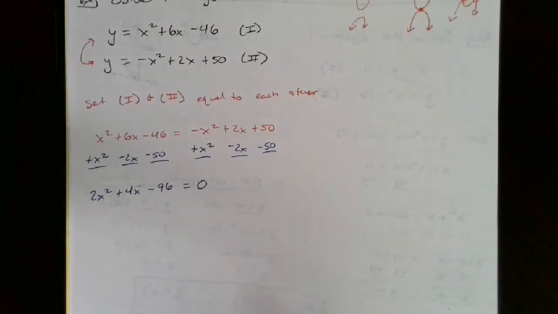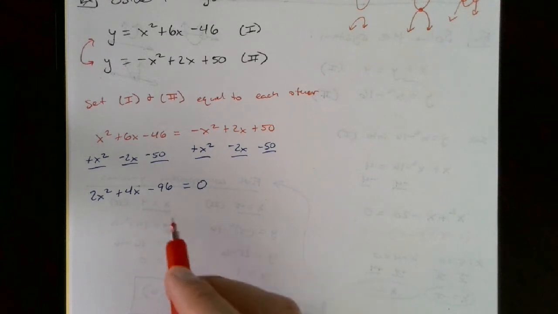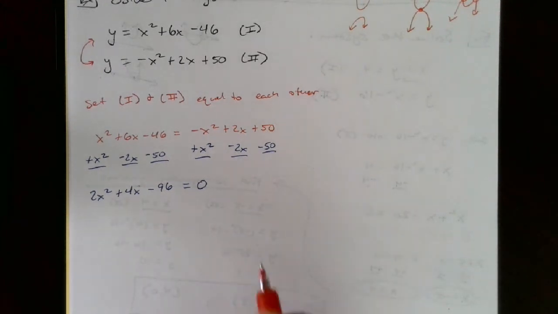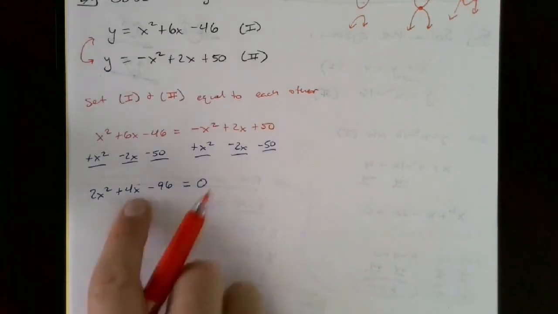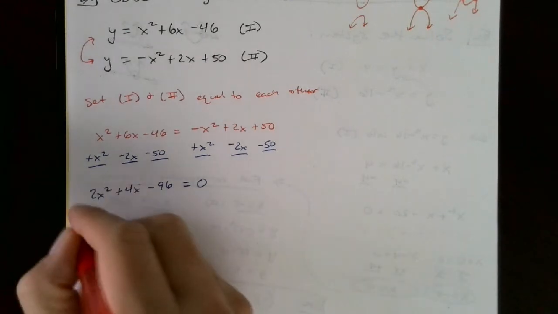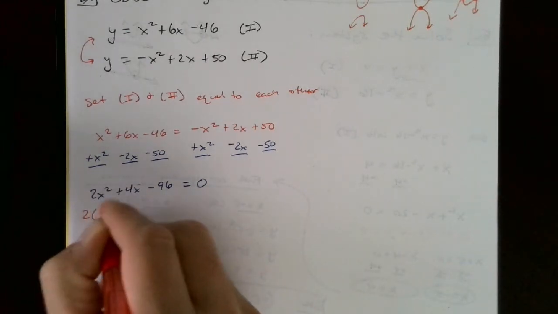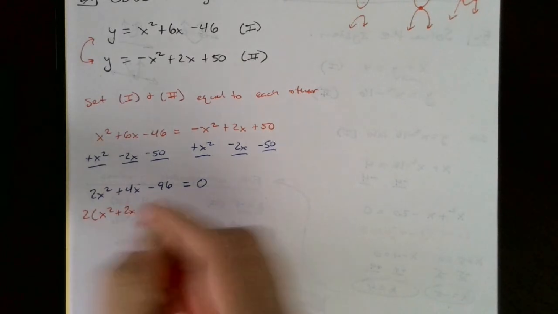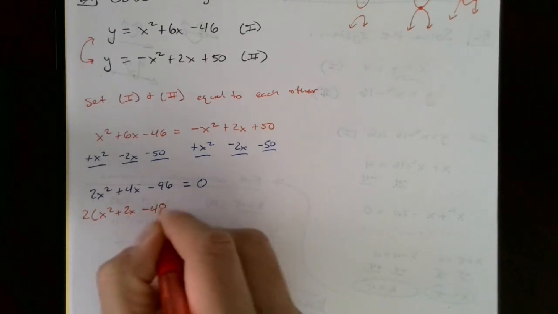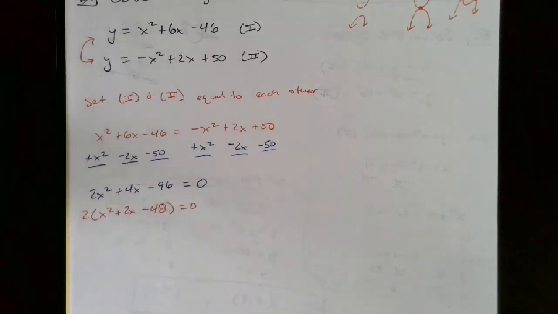So now we're going to solve this. It's all in terms of x, so we can solve this equation. Try to solve by factoring if you can. If not, quadratic formula works. So I have 2x squared plus 4x minus 96. First thing I'm going to do is factor out 2. So I end up with x squared plus 2x minus 48 equals 0.